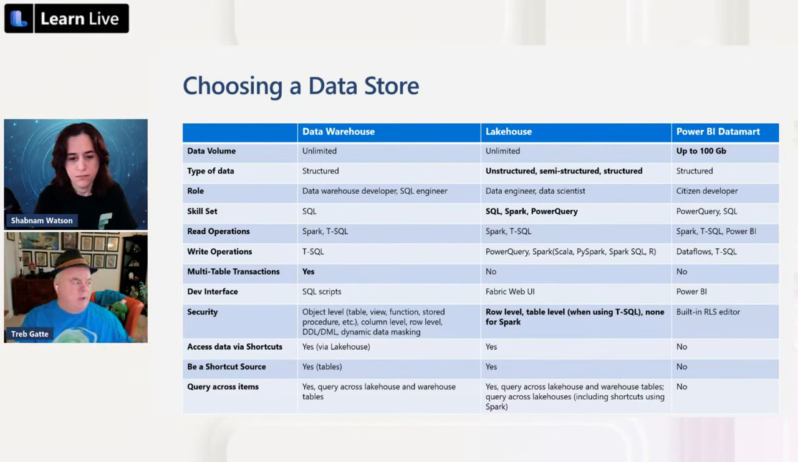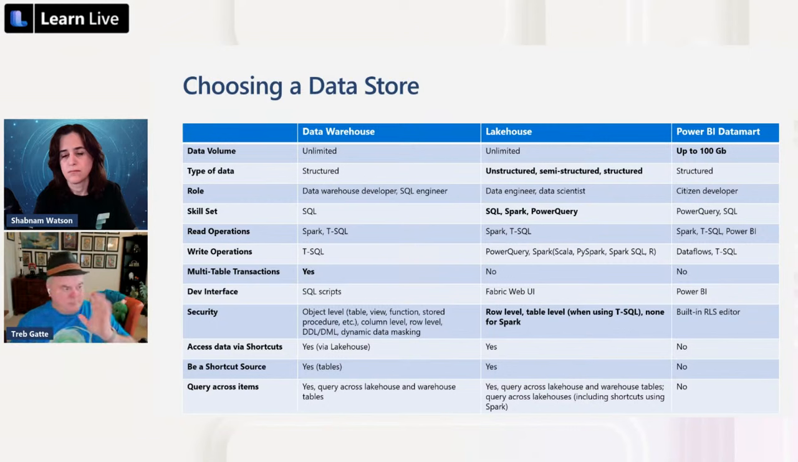On the data warehouse side, one of the things that we really desire out of data warehouses is multi-table transactions, because say you're dealing with healthcare and insurance claims. This is a huge thing. You absolutely want to get it right every time. And so if something goes wrong, you want that transaction to roll back, because incomplete or worse, incorrect data is just a terrible problem. So data warehouses help you solve these problems.